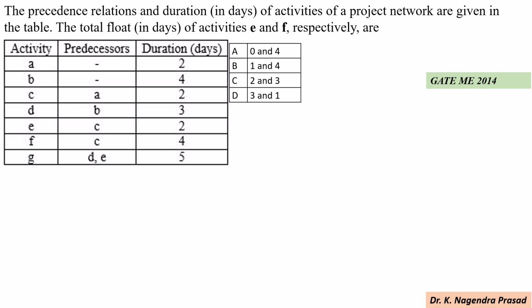Let's see the solution. First, draw a network diagram. Here activities A and B are the starting activities because for these activities there is no predecessor activity. So start the activities A and B at the starting event. So draw the activities A and B like this.